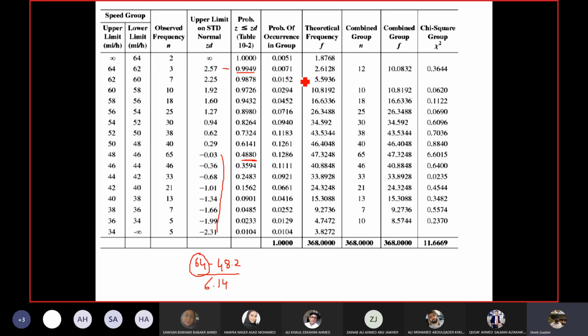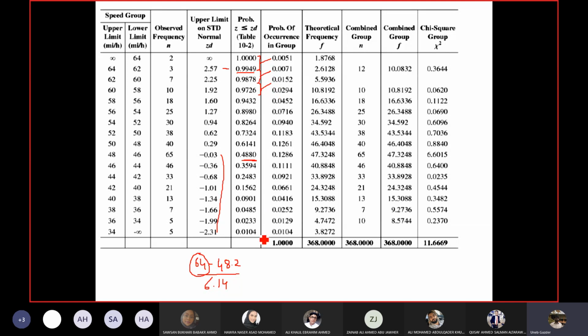From cumulative, I want to calculate each group, then I should do what? Subtract. Yeah, you subtract them. So you take two successive numbers, you take the difference. This will be the probability of that group. So you do this minus this, it will give you this one. You do this minus this, it will give you the second group. You do this minus this, it will give you the third group.